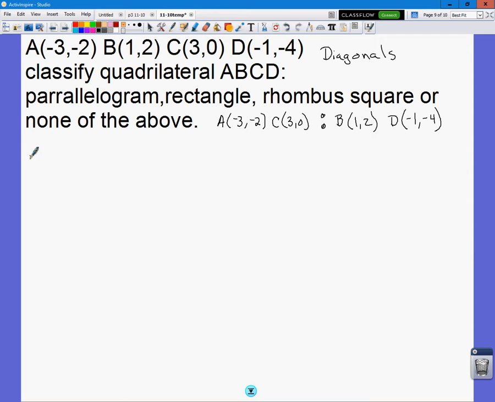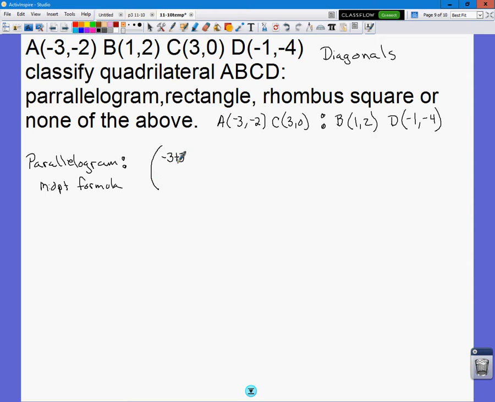And the first thing we're going to check is to see, is it a parallelogram? And we're going to check to see if it's a parallelogram by using the midpoint formula. Midpoint formula from A to C then would look like this.